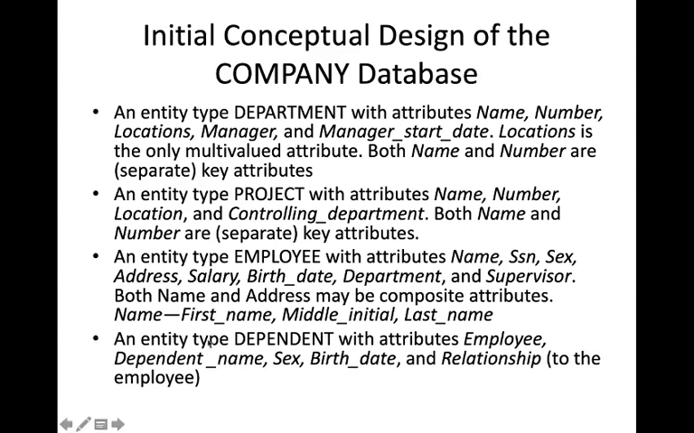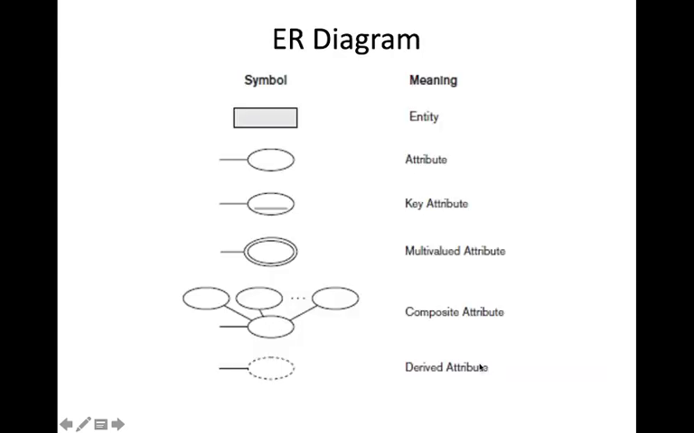Then we have another entity type, dependent, and the attributes are employee. The dependent belongs to a particular employee, so that employee name or some number should be stored here. Then dependent name, the sex of that dependent, birth date, and also the relationship to that employee, whether spouse or children. All those things should be stored.